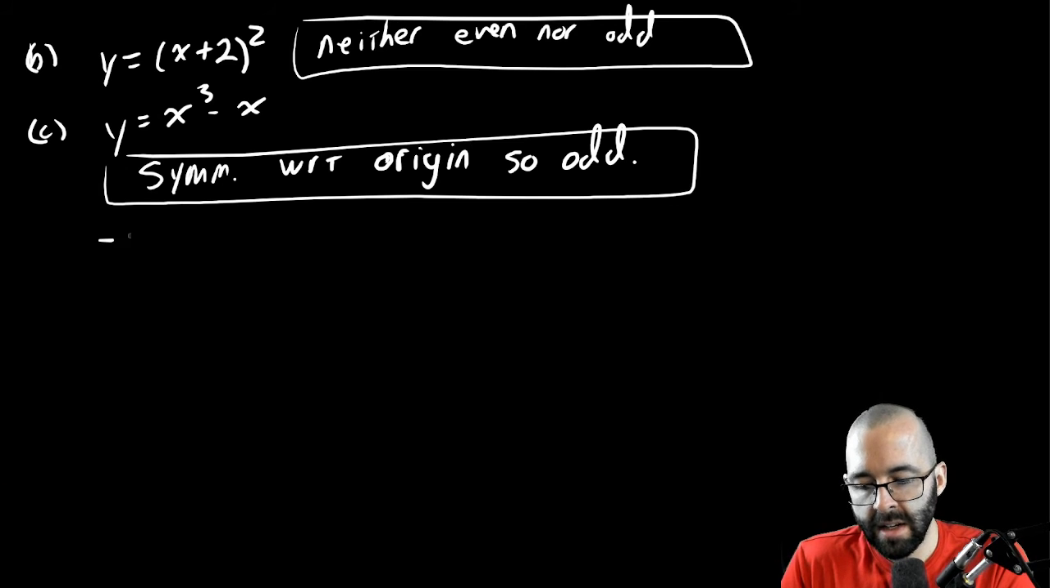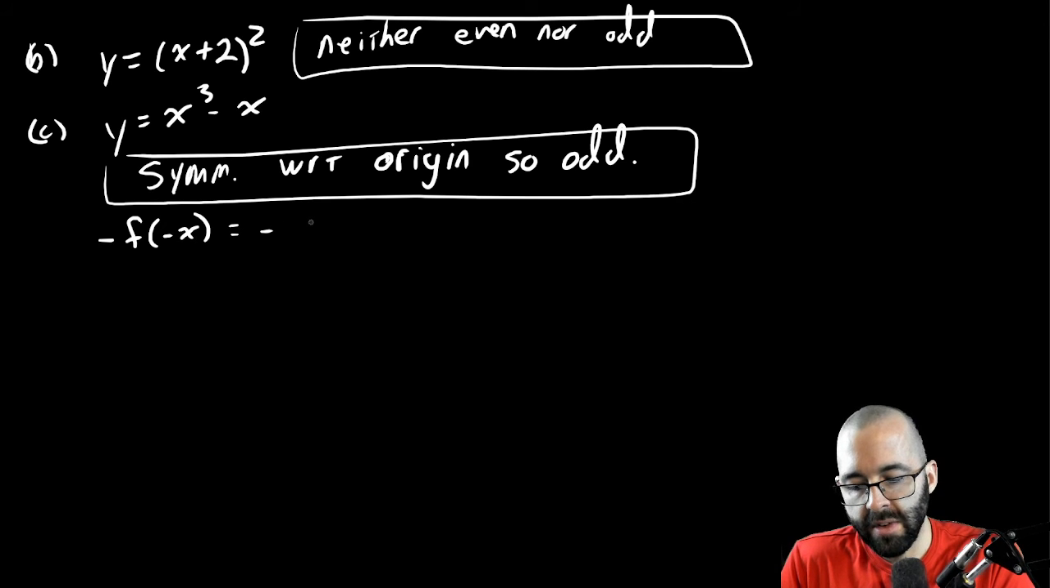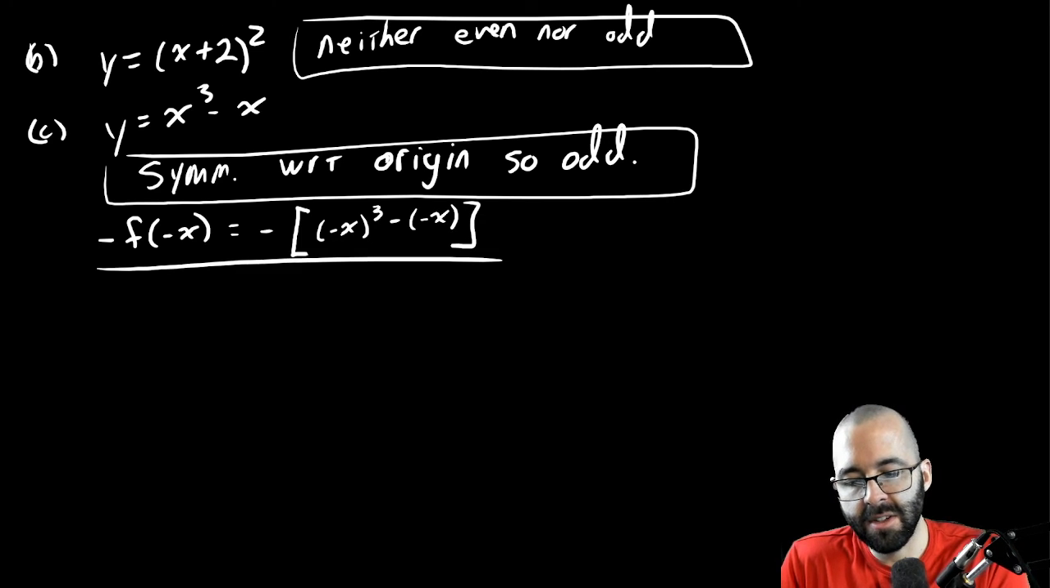Another way of showing it is that negative f of negative x should equal the original function. So if you have negative on the outside, and then plug in a negative on the inside, and this gets a little complicated, which is why I'm not really going to make you do it. This substitution step is a little tricky.